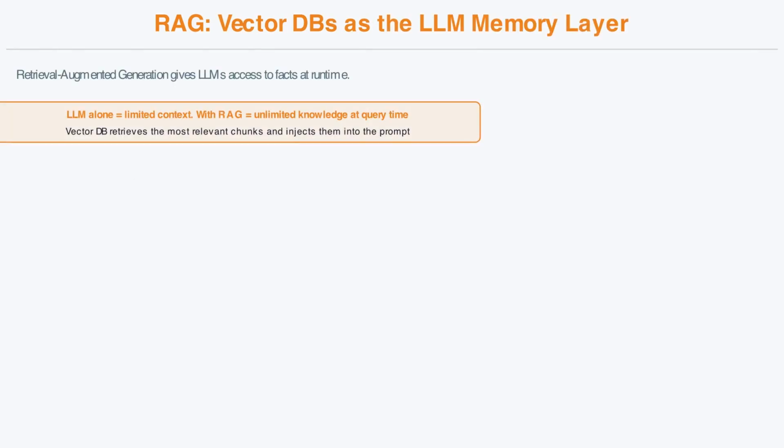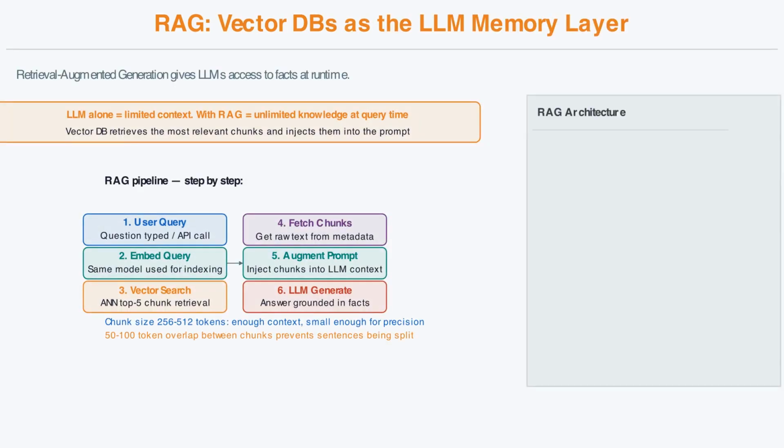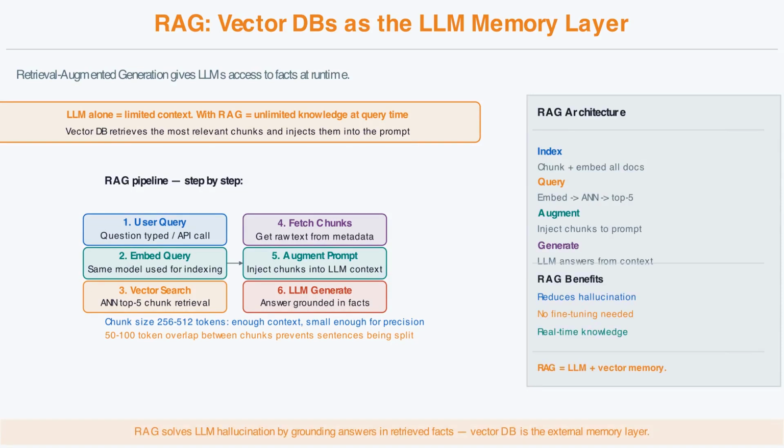The most important use case for vector databases today is Retrieval-Augmented Generation, or RAG. Here is the problem RAG solves. A large language model has a fixed context window, between 4,000 and 128,000 tokens depending on the model. It cannot fit your entire knowledge base in one prompt. RAG solves this by storing all your documents as vectors in a vector database, then at query time retrieving only the 3 to 10 most relevant chunks and injecting them into the prompt. The LLM then generates its answer based on retrieved facts rather than memorized weights, dramatically reducing hallucinations and enabling real-time knowledge without fine-tuning.